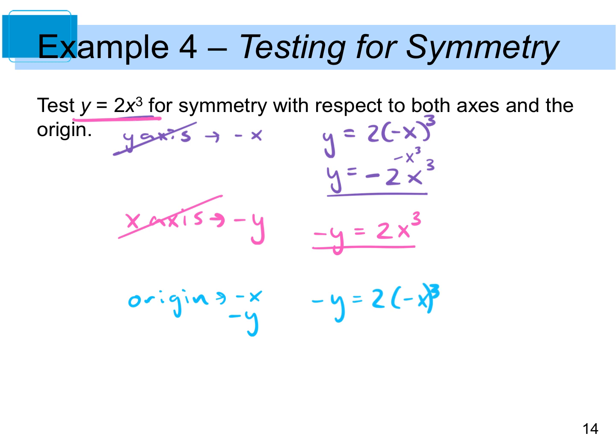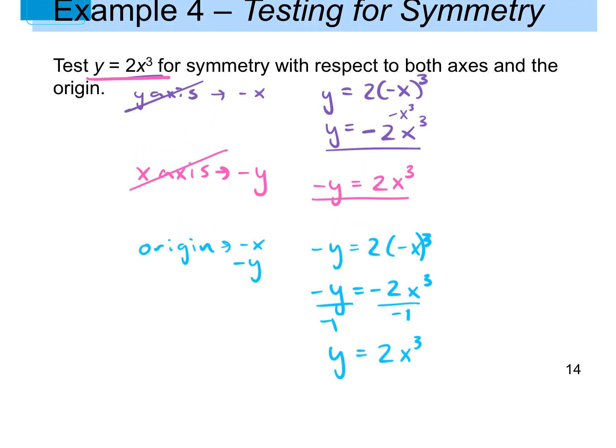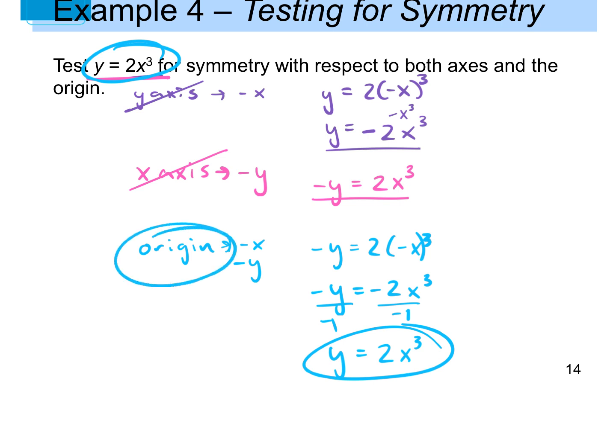When we cube the negative x, the negative stays negative, so the negative can go to the outside. So we have negative y is equal to negative 2x cubed. We can simplify by dividing both by negative 1. We get y is equal to 2x cubed, which is the same thing as the original equation. So it is symmetrical about the origin.